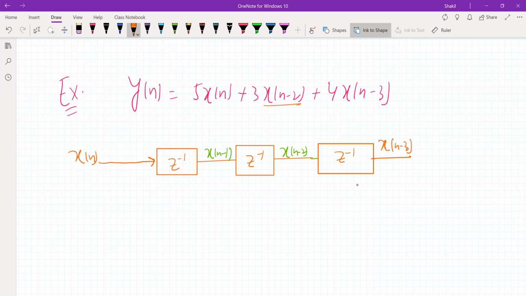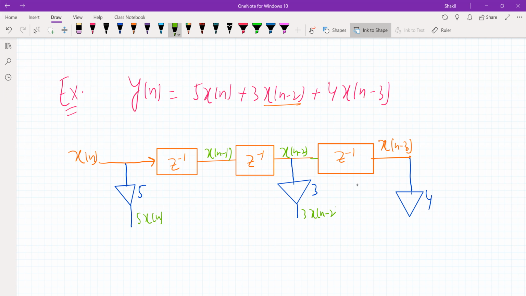All right. So then we'll tap these. This is called tapping. And the value of this multiplier is 5. And again, we'll tap this. We don't require this one because this is not needed there. And the multiplying value is 3. And finally, we have this, and the multiplier value is 4. So what we have here is 5x of n, 3x of n minus 2, and here we have 4x of n minus 3.